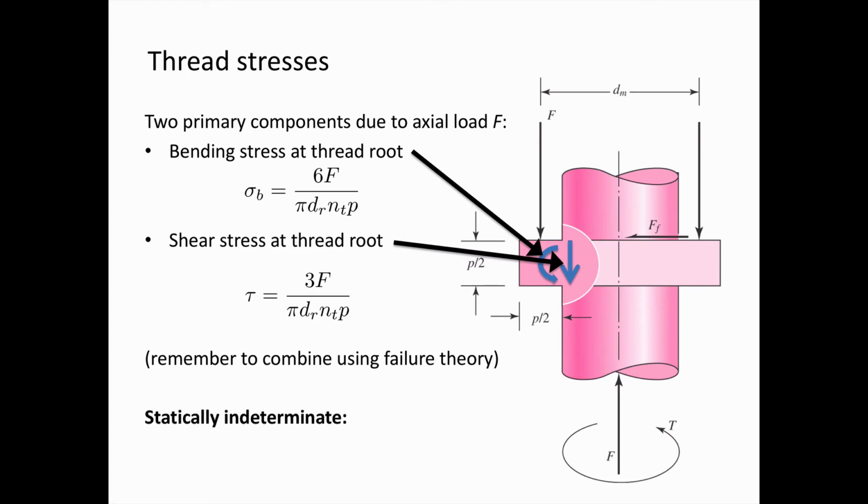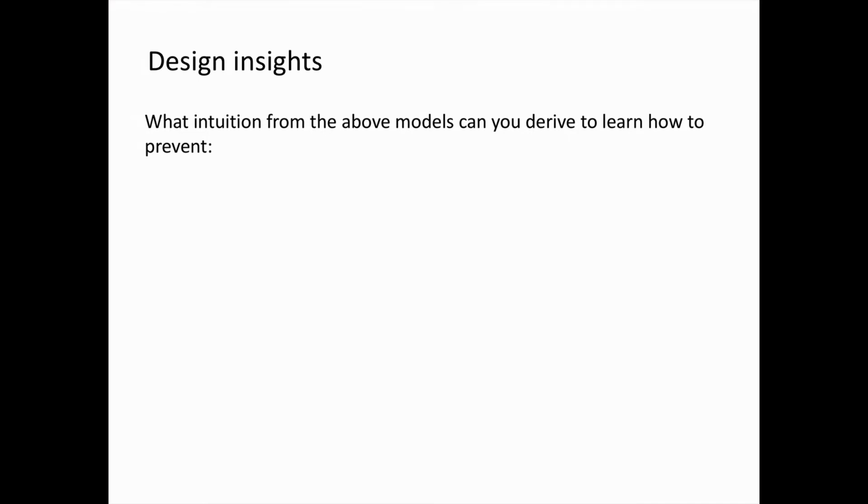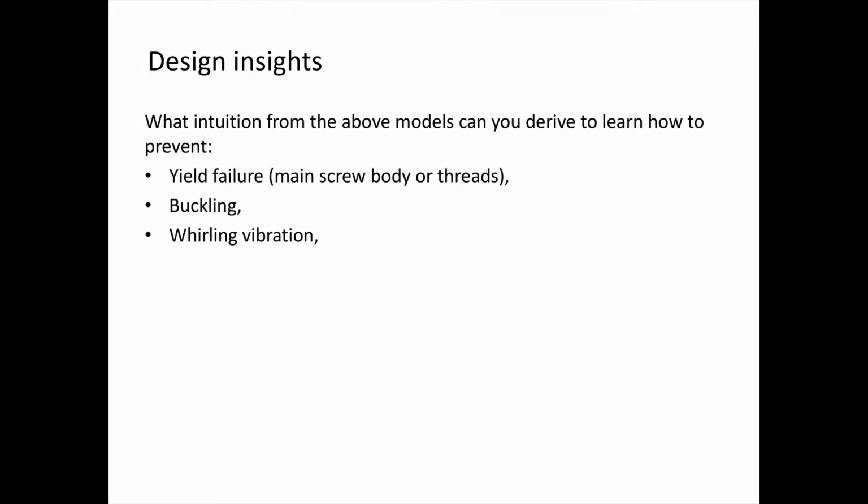Something to point out here is that we really have a statically indeterminate structure if we have more than one engaged thread. So if n_t is greater than 1, this is statically indeterminate, and we're going to have multiple threads sharing the load, but not all threads generally are going to share the load equally in a statically indeterminate system like this. Design insights are one of the most valuable things that you can get from these activities. And so we want to address, well, what kind of intuition from the above models can you get to learn how to prevent things such as yield failure, buckling, whirling vibration, or excessive wear?